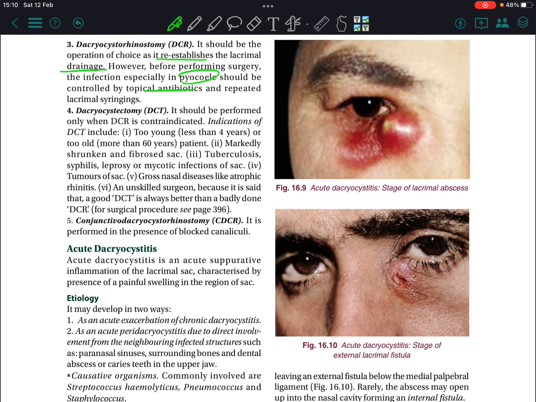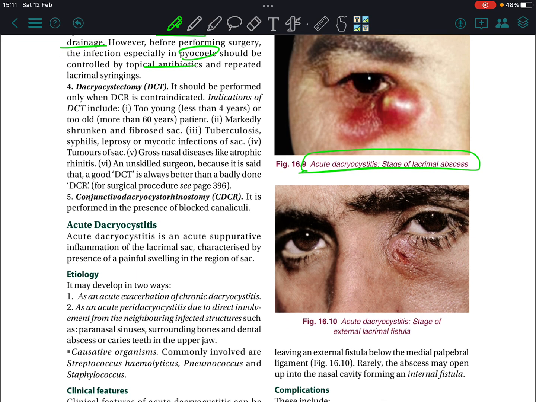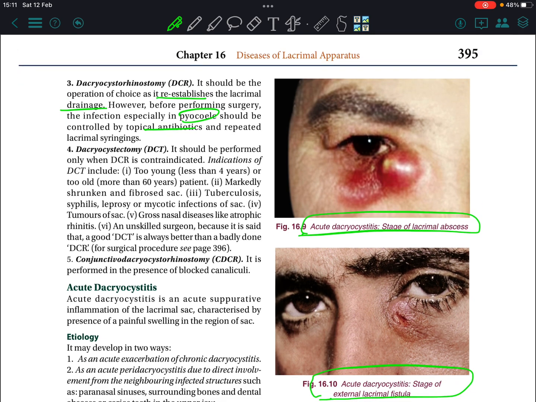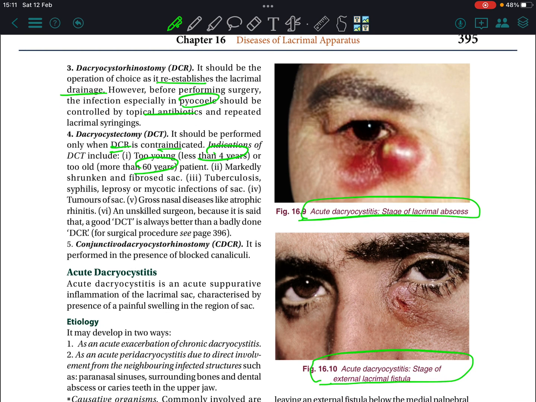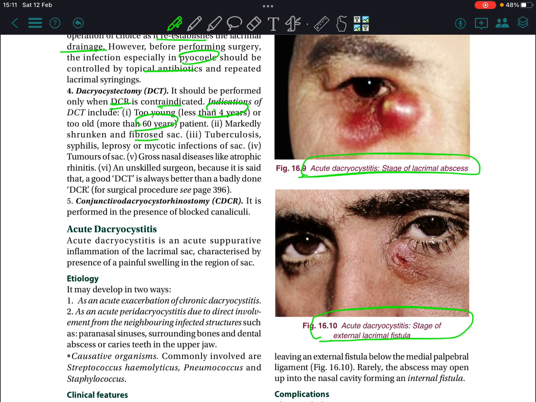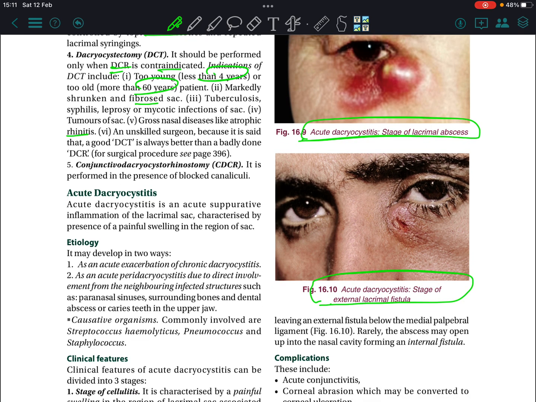Dacryocystectomy (DCT). Acute dacryocystitis: stage of lacrimal abscess. Acute dacryocystitis: stage of external lacrimal fistula. These are the features of acute dacryocystitis. Dacryocystectomy should be performed only when DCR is contraindicated. Indications of DCT include very young children, very old patients, markedly shrunken fibrous sac, tuberculosis, syphilis, leprosy, tumors of the sac, gross nasal disease, atrophic rhinitis, and unskilled surgeon, because it is said that a good DCT is always better than a badly done DCR.